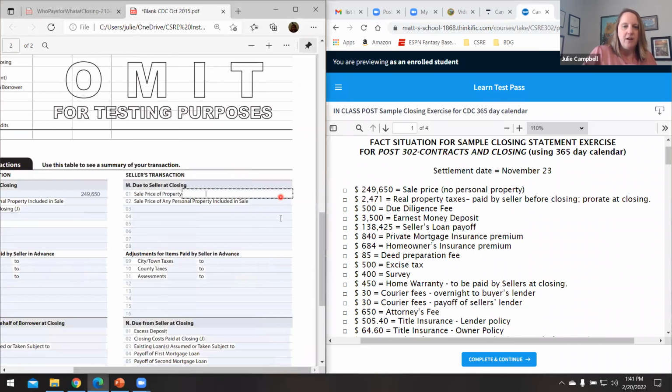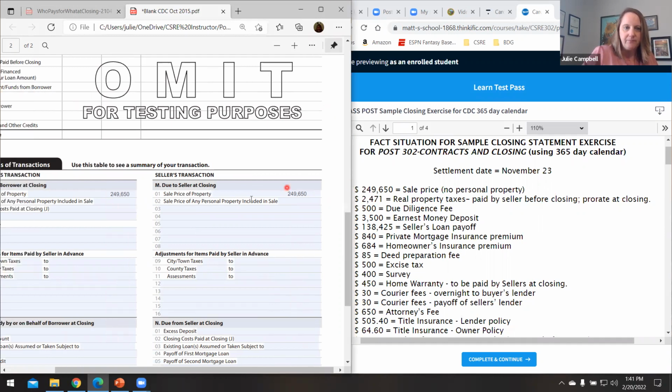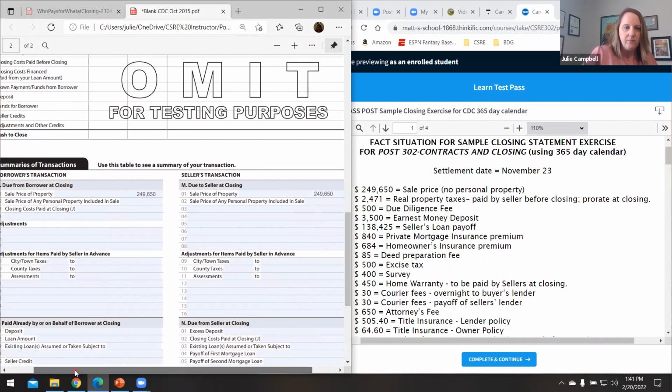So we've got $249,650 debit the buyer and $249,650 credit the seller, both for the purchase price. Questions so far? Debit the buyer, credit the seller. The buyer's debits are K. The seller's credits are M, as in Mary.